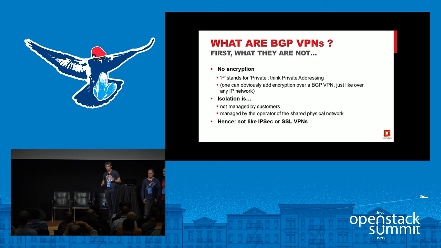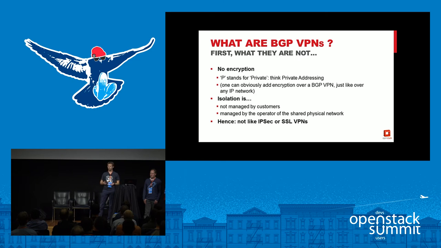So first of all, what are BGP VPNs? To explain this better, it's important to avoid the confusion with other kinds of VPN that you probably know, typically IPsec VPNs or SSL VPNs. What we call BGP VPNs are pretty different. They have no encryption built in. The P in these BGP VPNs stands for private, and you should think about private addressing, then isolation of scopes and avoiding overlap issues. And one can still obviously add encryption over a BGP VPN. It's just that it's not built in like in an IPsec or SSL VPN.